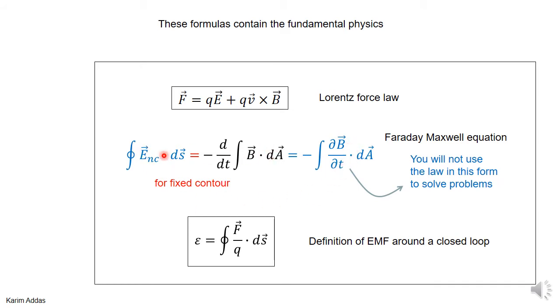We always use this form, but you just need to make sure you understand that the integration of E dot ds is not equal to minus d phi by dt always. It's only equal to minus d phi by dt when the contour is fixed. The contour that you're integrating over is fixed, it doesn't move or change with time.